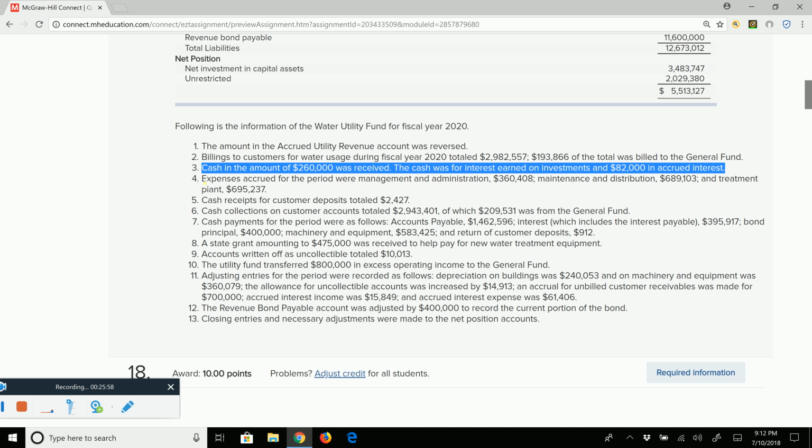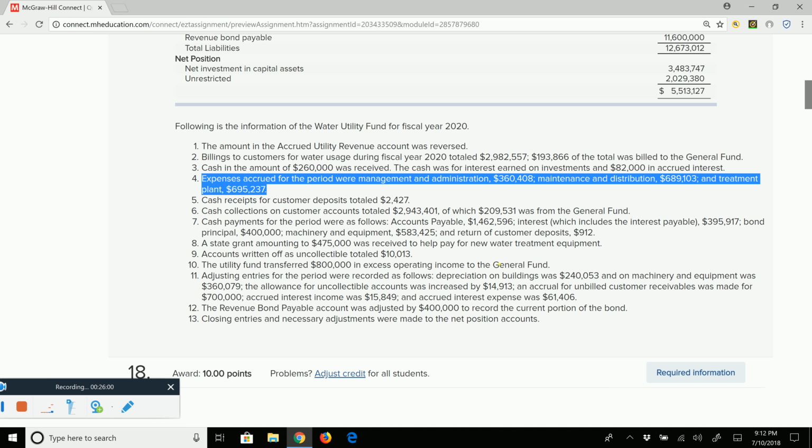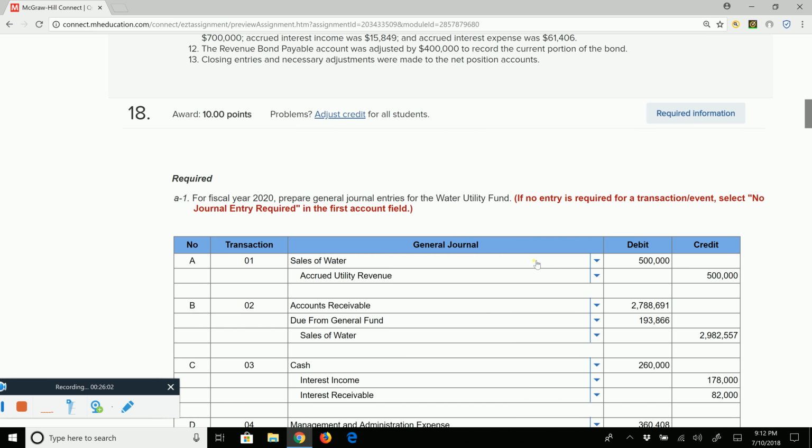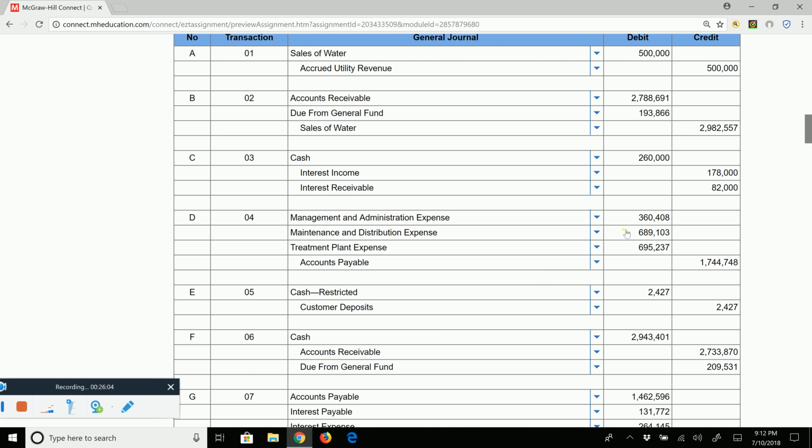Okay, number 4, basically the expenses, and just list out all the expenses accrued for the year. All right, so we didn't pay them yet, we're just accruing for them, so we're debiting the various expense accounts and we're crediting accounts payable.